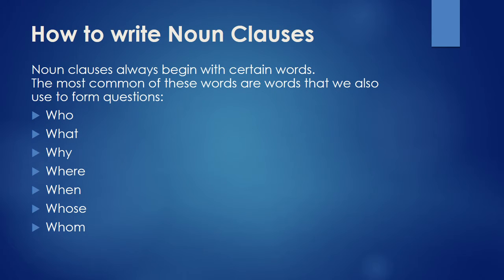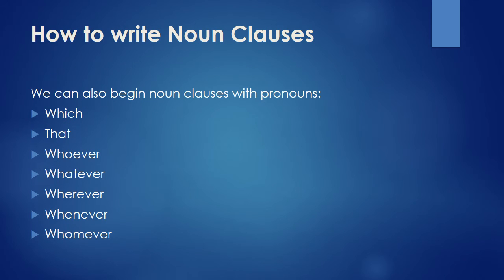You could see, to write a noun clause, I have to make sure it starts with one of these words. The most common of these words are words that we also use to form questions. But here we're not forming a question, we're forming a noun clause. So we can use a noun clause starting with the word who, what, why, where, when, whose, whom, and add the verb to it. And then we get a noun clause. So we can use these words, which, that, whoever, whatever, wherever, and whenever, to mention a few.